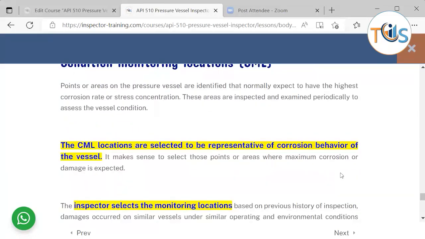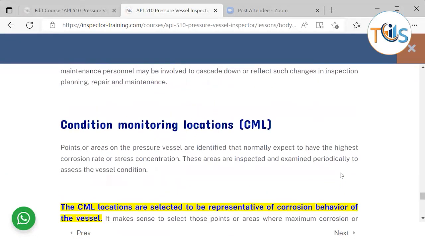Conditioning monitoring locations: normally you do some measurement from some points, and in order to compare it in the next inspection interval, you mark them either on a drawing as built or on the vessel itself, or somehow you trace it so that you do the same measurement from the same points. So you can compare them. I mean, if you do it from different points, you have no references.